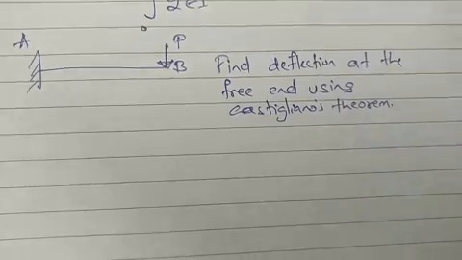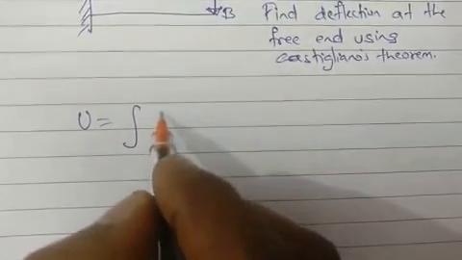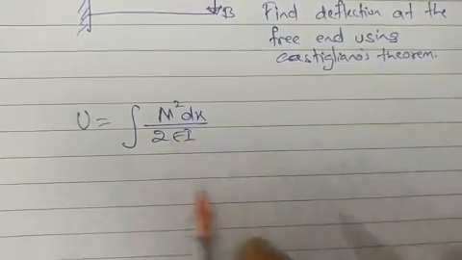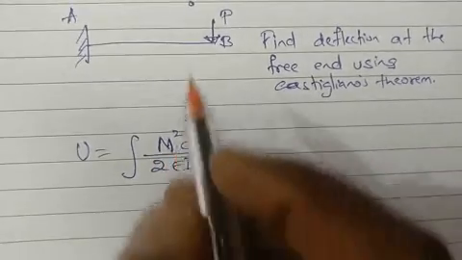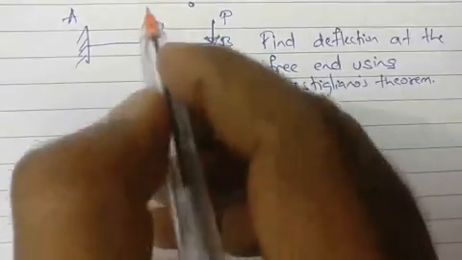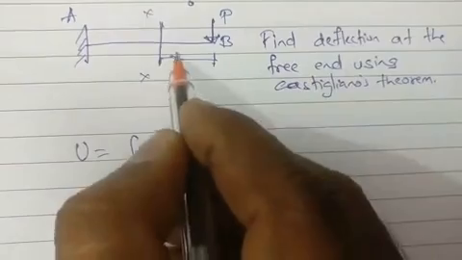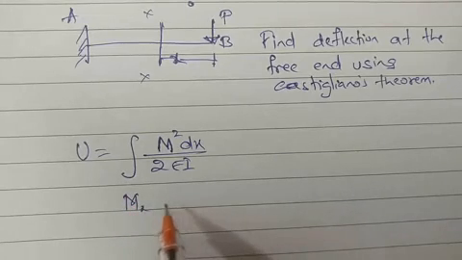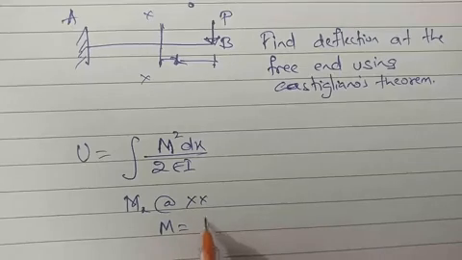Now your strain energy is equal to integral M square dx by 2EI. Now we have to calculate M and substitute in this. So what is M? We have to consider cross section XX at a distance x from B. So M at XX is equal to P into x.